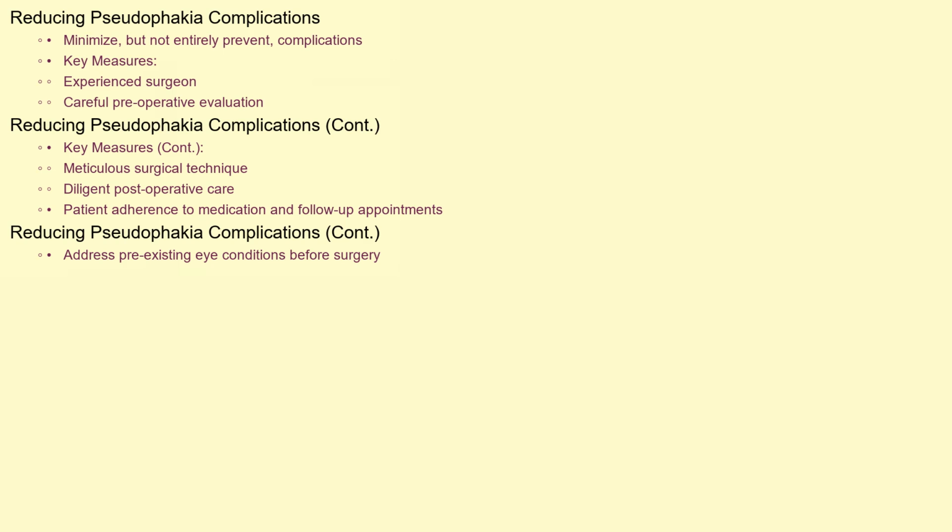While not always entirely preventable, several measures can help reduce the risk of pseudophakia-related complications. Choosing an experienced surgeon, careful pre-operative evaluation to identify risk factors, meticulous surgical technique, and diligent post-operative care are all essential. Patients should adhere strictly to their prescribed medication regimens and attend all follow-up appointments. Addressing pre-existing eye conditions before surgery can also lower the risk of complications.